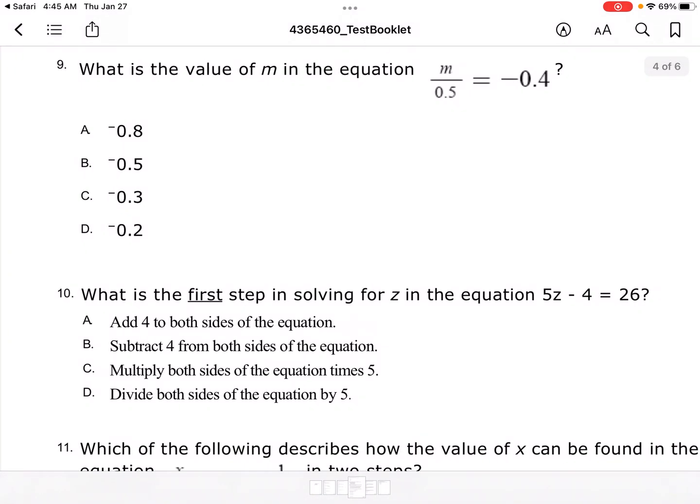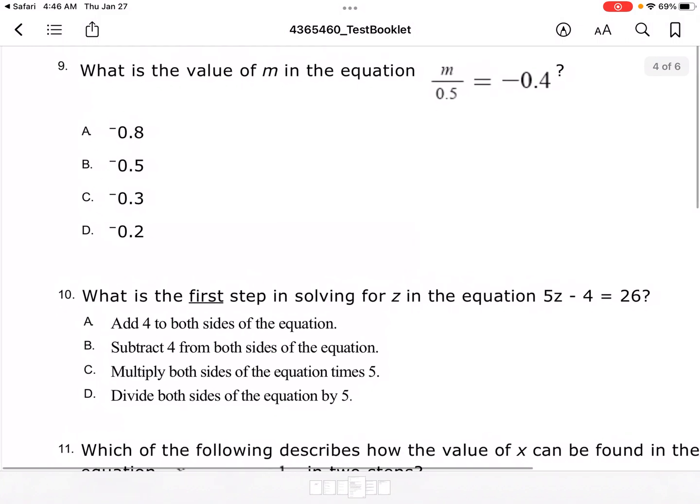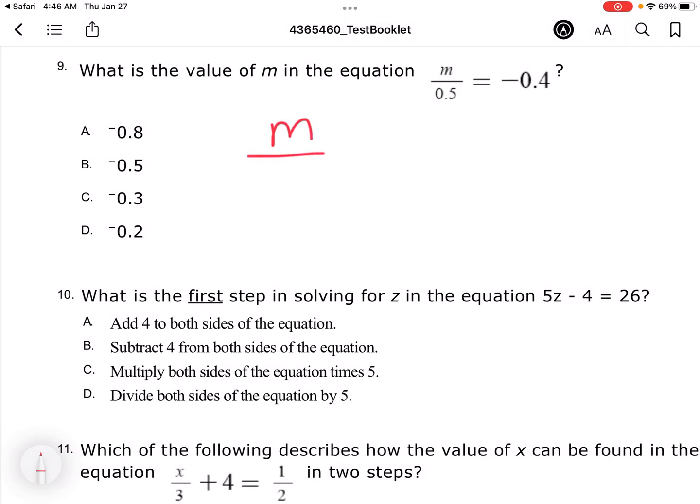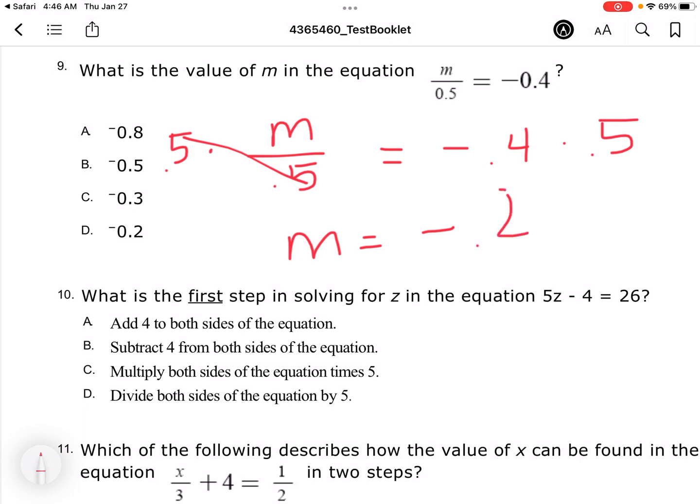All right, what is the value of the equation? So this is just a one-stepper. Right now we're dividing m by 0.5, and that's going to equal -0.4. So I'm going to multiply by 0.5 on each side. So m equals definitely a negative number, because when the signs are different, it's going to be negative. And then 0.4 times 0.5 is going to give me 0.2.